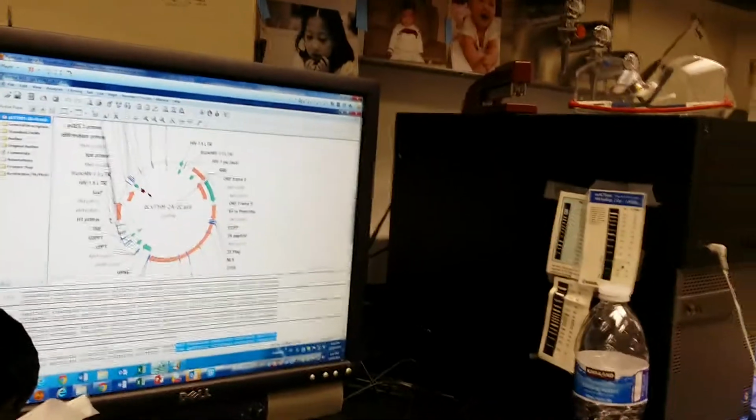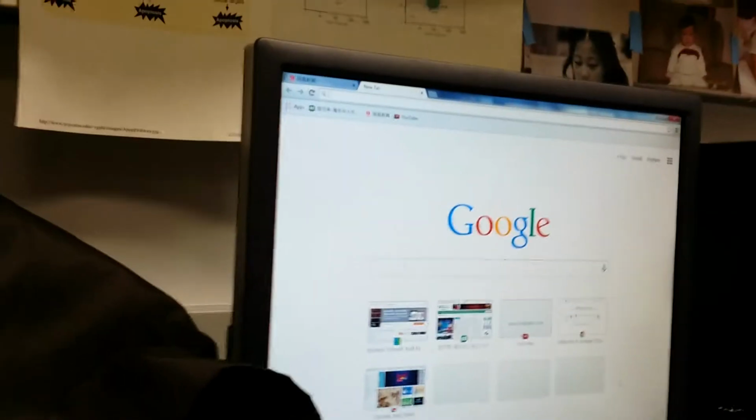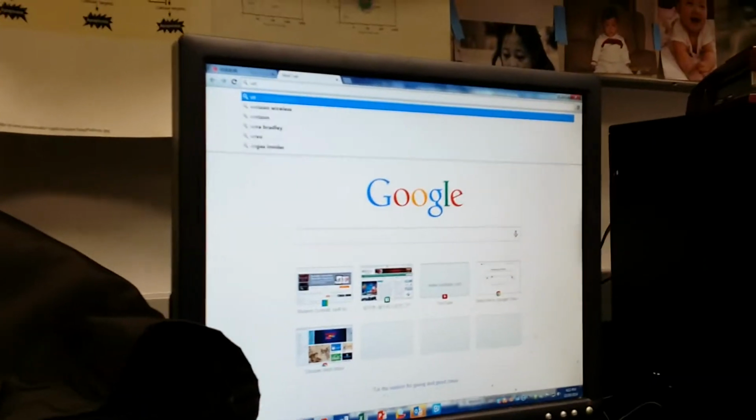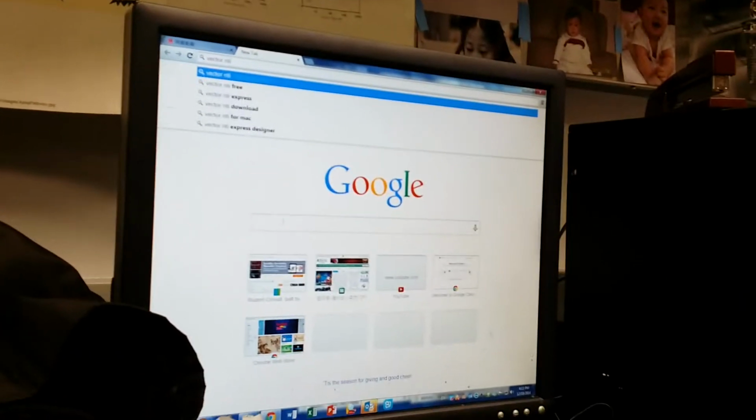What is this software? Vector NTI. Oh, this is... let me show you this. This is the symbol. Let me search. It's from Invitrogen. It's too expensive now. Vector NTI.